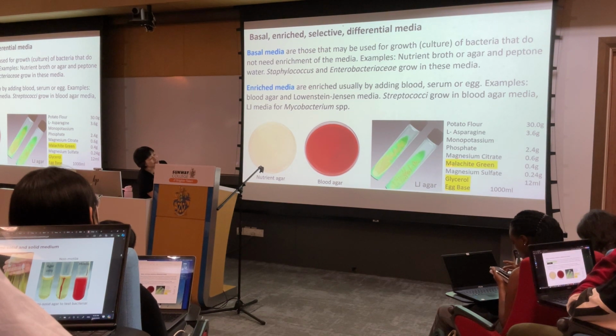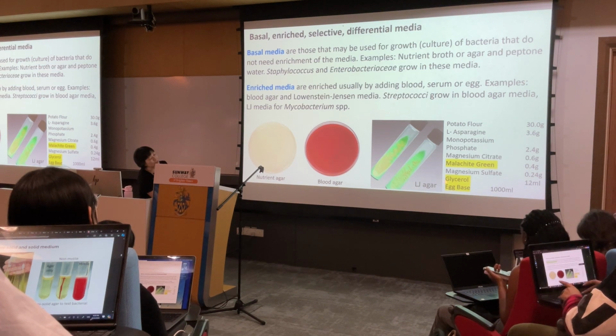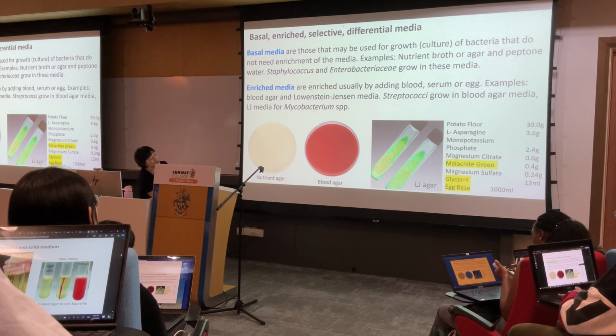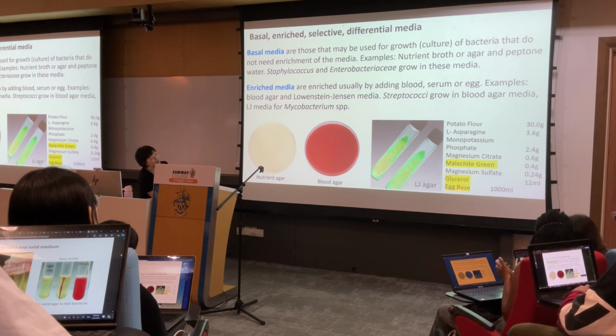Malachite green also acts as an inhibitor, to inhibit certain bacterial growth. And glycerol will be turned into carbohydrate as one of the energy sources. It is egg based, they added egg. It is enriched, because adding extra egg into the medium is also considered enrichment.